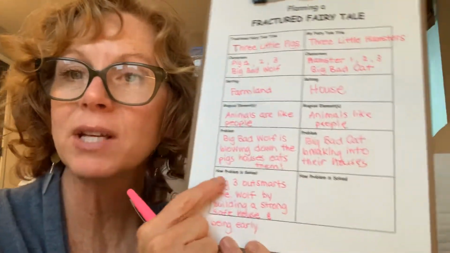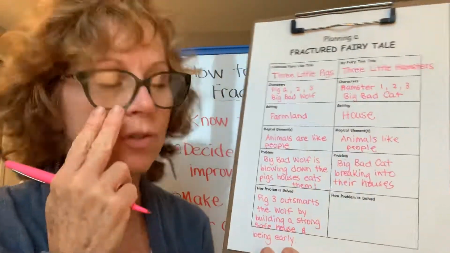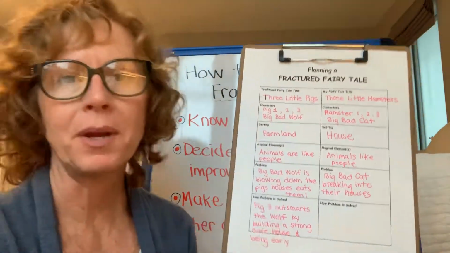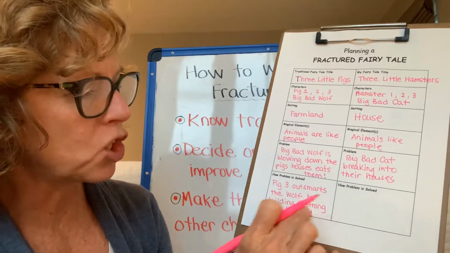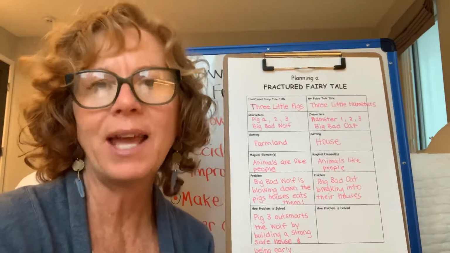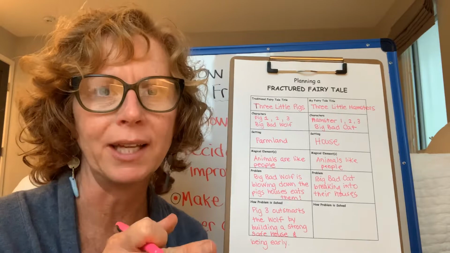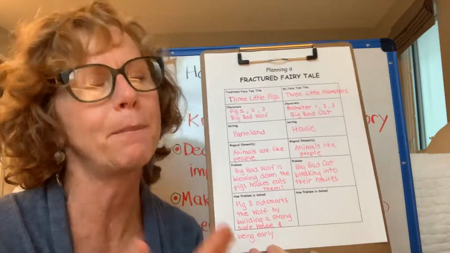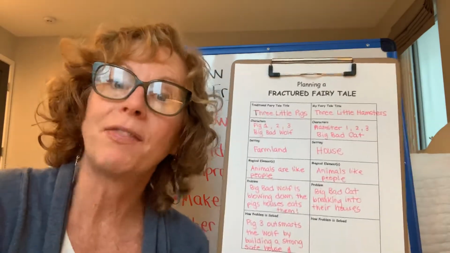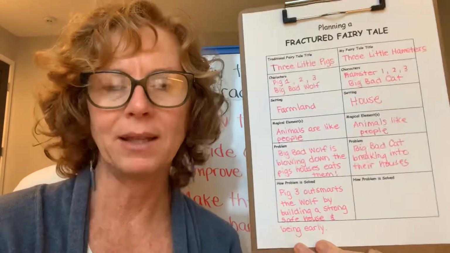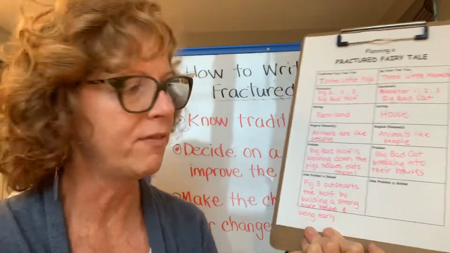Okay, and now I have to come up with how is the problem going to be solved? Well, in the traditional story, pig number 3, the third piggy, he outsmarts the wolf. Remember that? By building a strong, safe house. And then later he also outsmarts the wolf by being early to the turnip field and the apple tree and the fairgrounds. And then finally the big bad wolf comes down the chimney, but the piggy already made a big pot of boiling water. And that's where the big bad wolf fell.